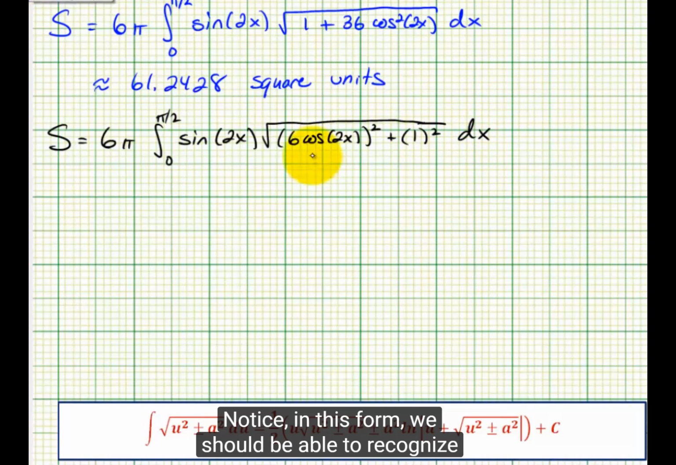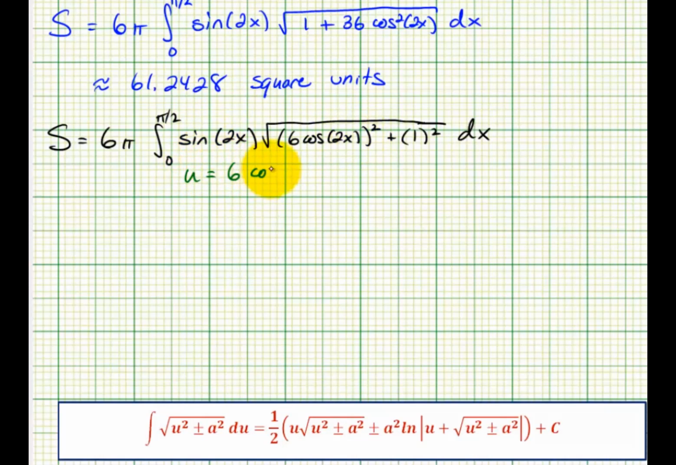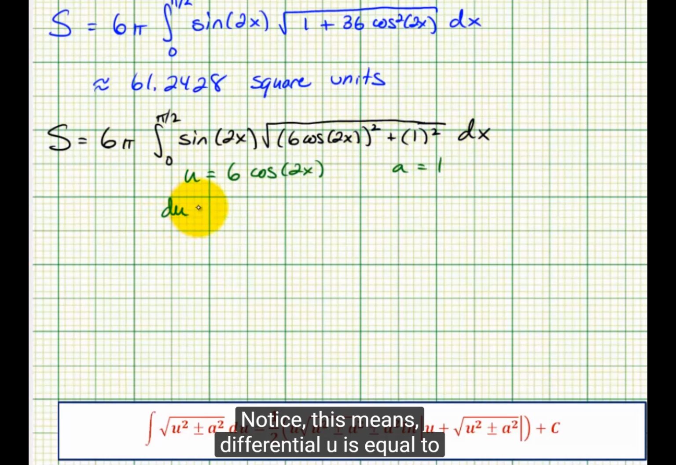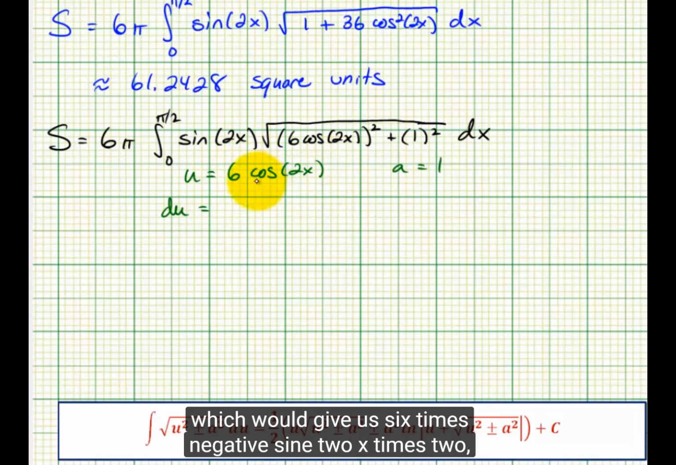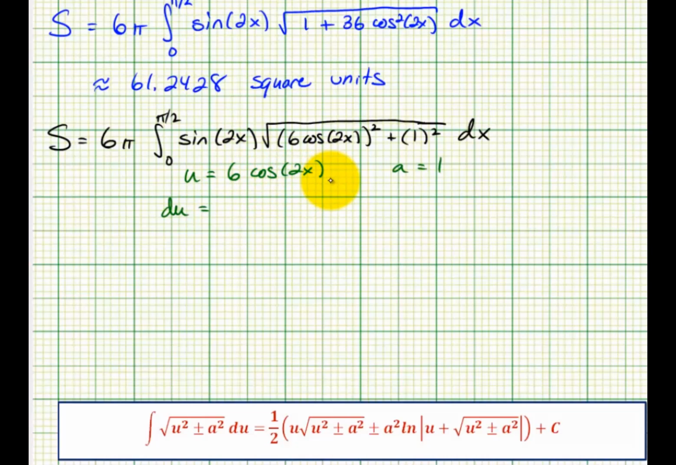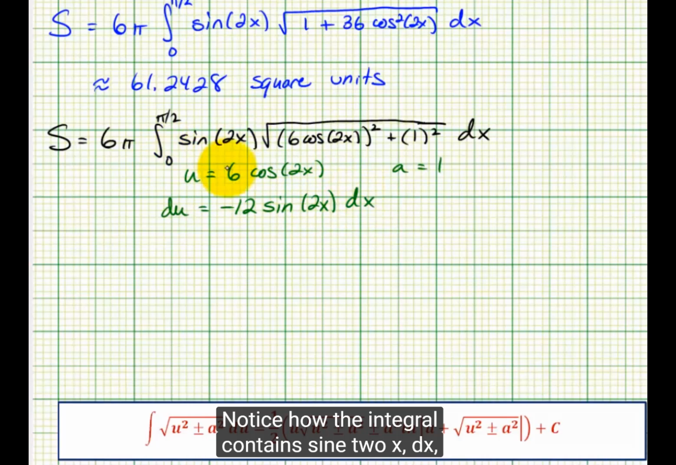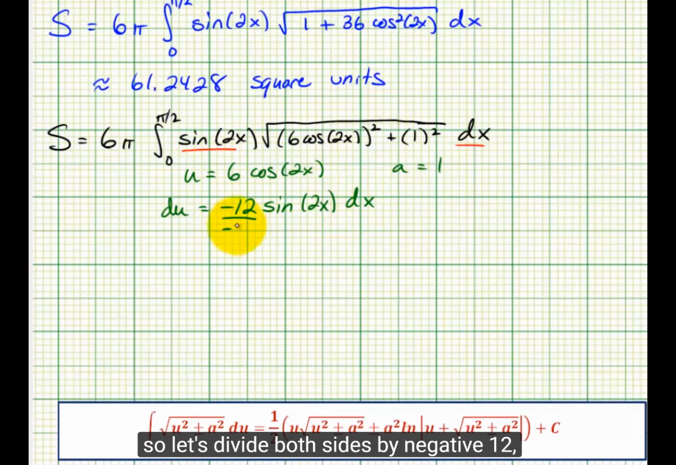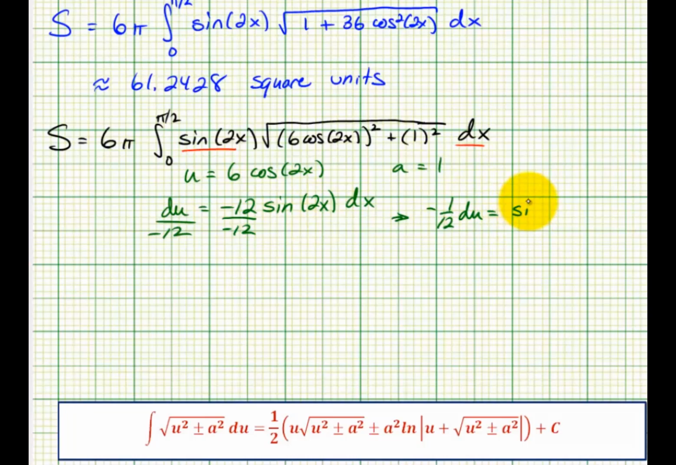Notice in this form we should be able to recognize that u is equal to 6 cosine 2x and a equals 1. Notice this means differential u is equal to 6 times the derivative of cosine 2x times dx, which will give us 6 times negative sine 2x times 2, or negative 12 sine 2x dx. Notice how the integral contains sine 2x dx, so let's divide both sides by negative 12. So this tells us that negative 1/12 du equals sine 2x dx.